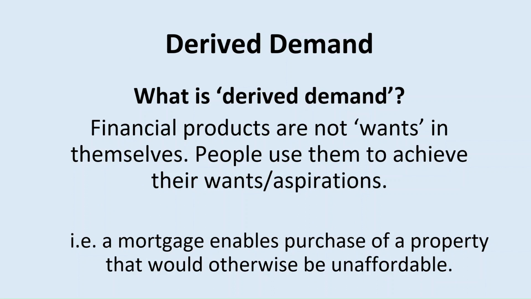The first one is derived demand. What does it mean? It's where financial products are not wants in themselves. People actually use these financial products to achieve their wants or aspirations. So, for example, a mortgage enables purchase of a property that would otherwise be unaffordable. So you wouldn't get a mortgage for the sake of it, it enables us to achieve other wants and aspirations.